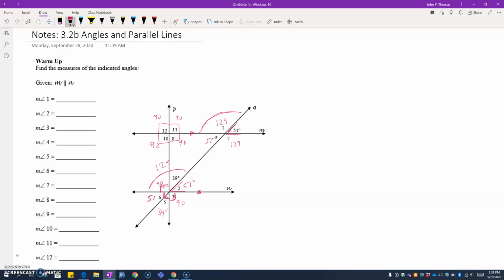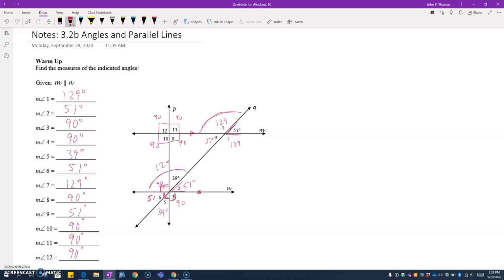Angle 1 was 129 degrees. Angle 2 was 51 degrees. Angle 3 was 90 degrees. Angle 4 was 90 degrees. Angle 5 was 39. Angle 6 was 51. Angle 7 was 129. Angle 8 was 90. Angle 9 was 51. Angle 10 was 90. 11 was 90, and 12 was 90. And all of those are degrees. So we'll go ahead and give it a little marking up there.